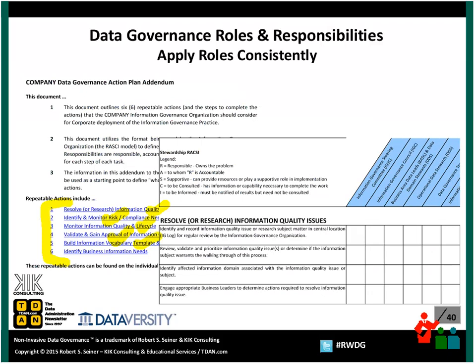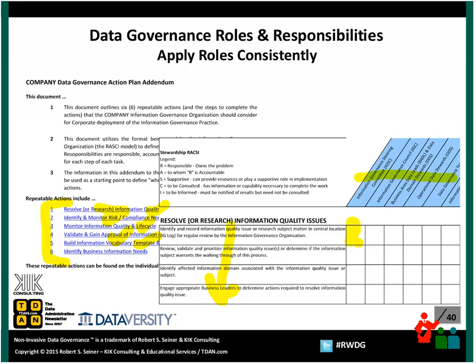The interesting thing about this specific tool is that if you clicked on one of these different repeatable actions, up would pop a grid that would say, here's the steps to follow this specific process. Here's the different roles that are associated with our program.